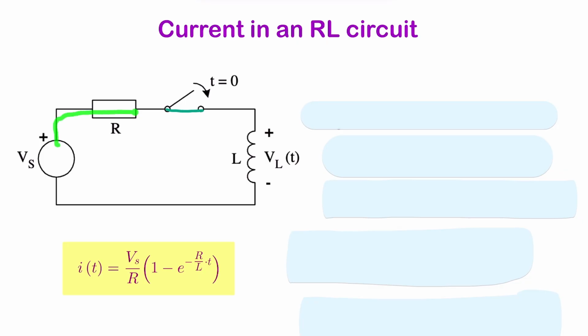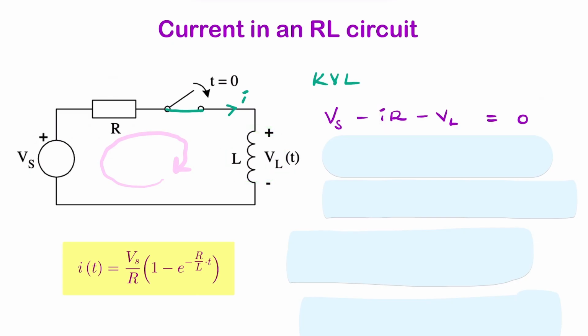So if we want to find an expression for current as a function of time, let me label this as I, then the easiest way is probably to use Kirchhoff's voltage law. So we'd use KVL. So we would say that the EMF equals the drop in potential. Or we could say the EMF minus this potential equals zero. So that's your first step.